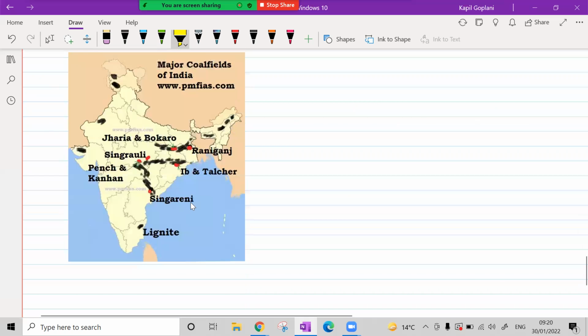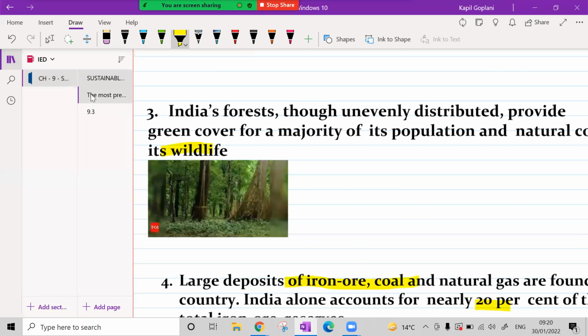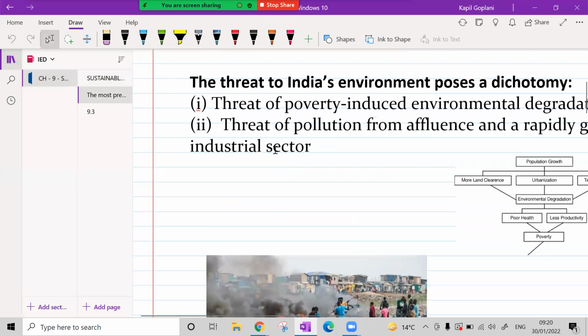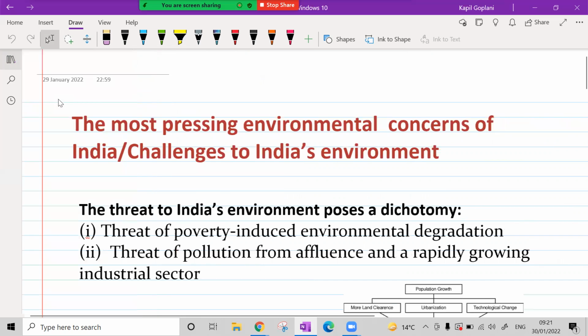Now, moving on to the next aspect. Now we are moving on to the most important aspect, the most pressing environmental concerns. Okay, everybody can see the screen better. The most pressing environmental concerns, or the challenges which India is facing in the environment. Any challenges in front of you which you can see that India is facing? Anyone can tell me the challenges which India is facing in today's scenario?